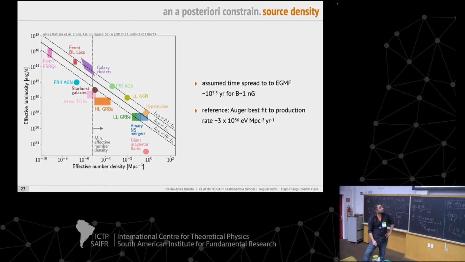Of course, this also depends a bit on the magnetic field and so on, because even if you have enough density and luminous enough sources, the magnetic fields, as we're going to see tomorrow, might just kick off all the particles and they might never reach Earth, not because the sources are not good candidates, but just because the magnetic field would kill them or make them not arrive at Earth. This is why it's an a posteriori requirement.